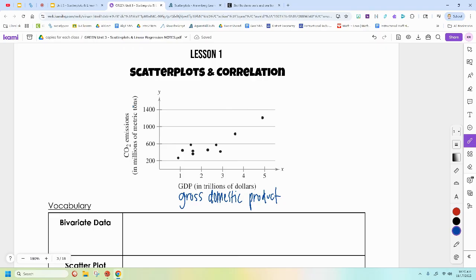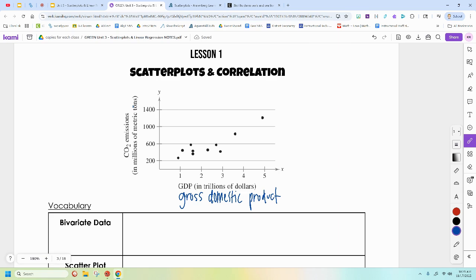So now let's think about this. I have a country that has a gross domestic product of 1 trillion. Their CO2 emissions are 2 millions of metric tons. If I have a country that has a gross domestic product of 5 trillion, notice how much higher their emissions are. Well, why? Because they are producing more, they are exporting more, they have more factories, they have more people. Does it make sense that there is a positive association, right?